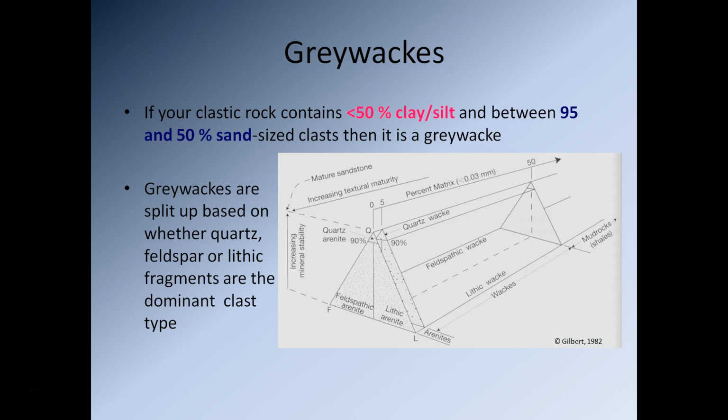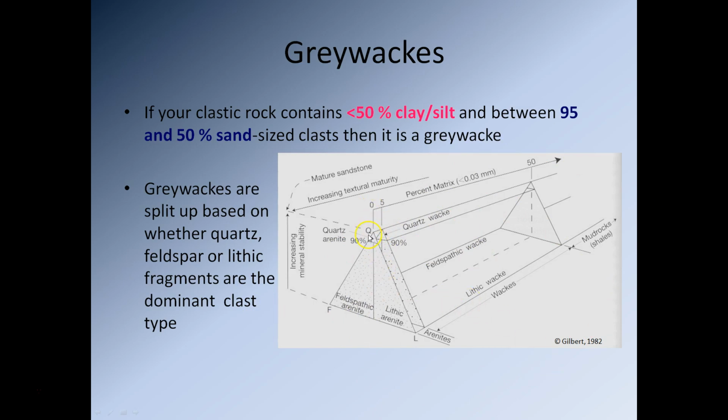Alright, so now we're going to talk about Greywackes. Greywackes are rocks that form from a sediment that is a mixture of both sand-sized clasts and clay and silt size clasts. So this diagram here kind of sums up what we're looking for.